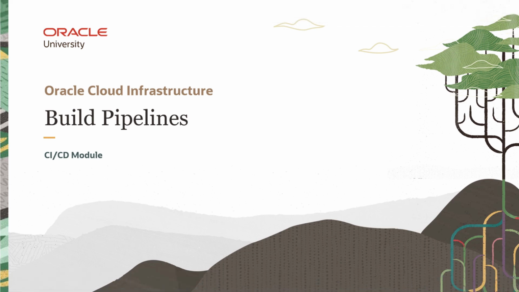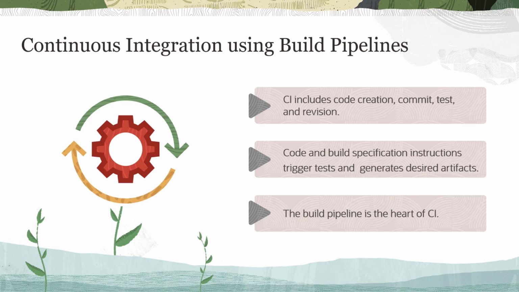So let's get started. Continuous integration is where code is committed, built, tested, and revised more regularly and reliably. Code and build specification instructions trigger tests in a streamlined automated process that creates the desired artifacts. A build pipeline contains the stages that define the build process for successfully compiling, testing, and running software applications before deployment. It is the heart of the continuous integration workflow.